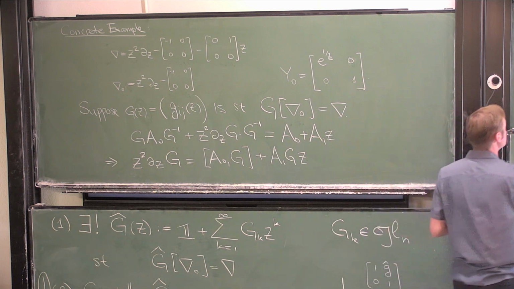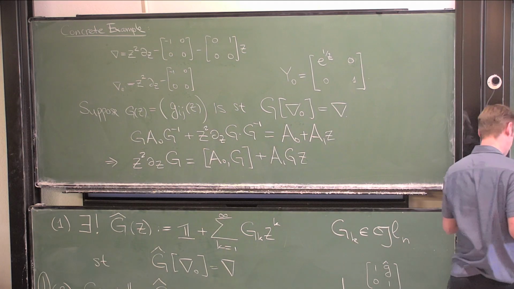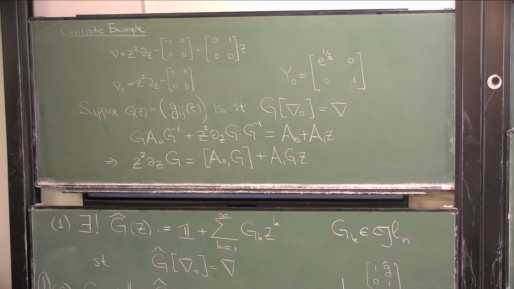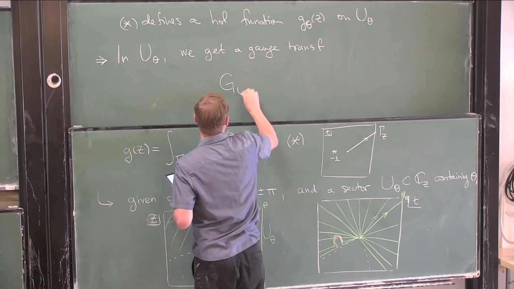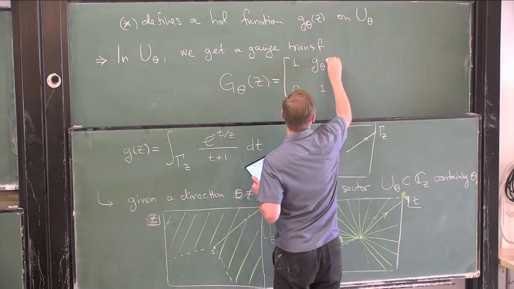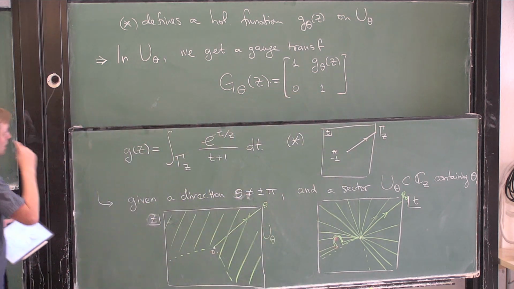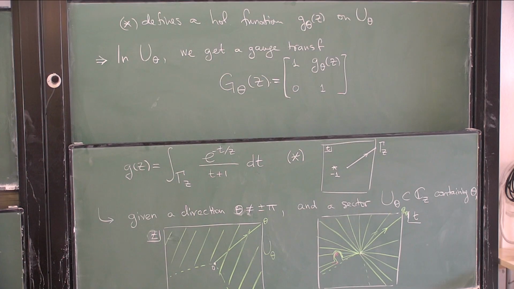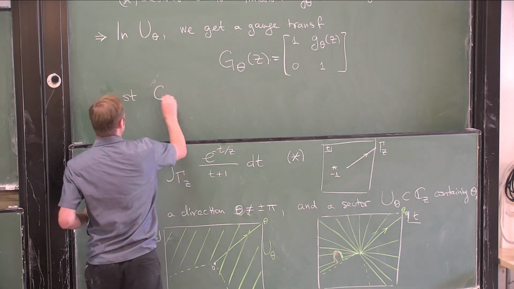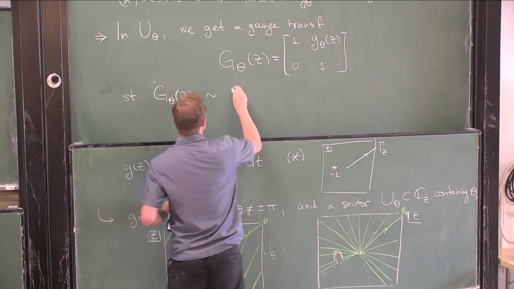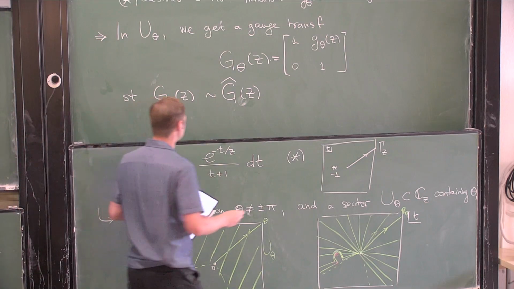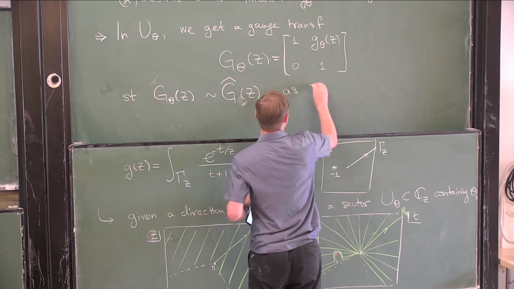The upshot of this is that in this sector U theta, we get a gauge transformation G theta of Z, which is literally just, I take this holomorphic function G theta, and put it in the formula for the big G. And it has the property that G theta actually admits this formal gauge transformation that we've constructed earlier as its asymptotic expansion.